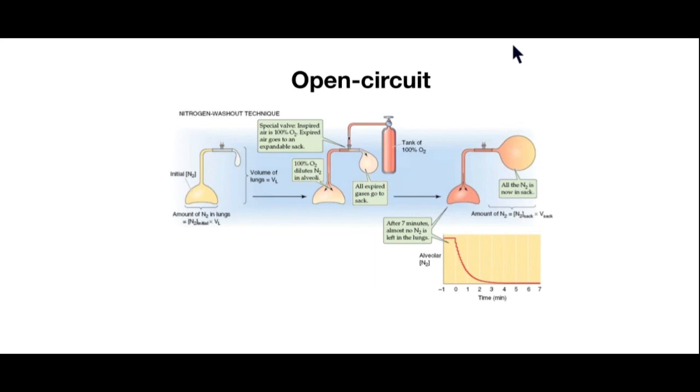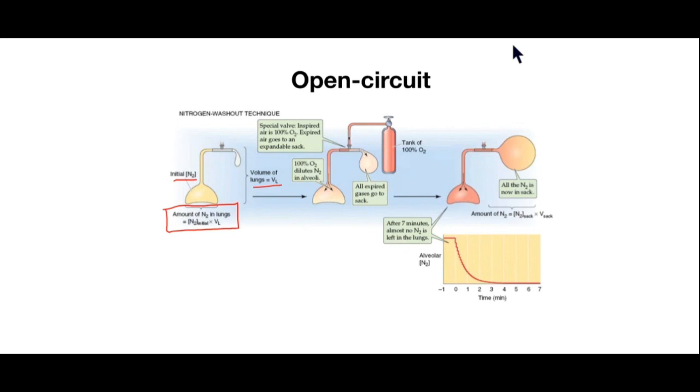So what happens here is you're still going to start with a normal volume of lungs, whatever lung volume you decide to have them stop breathing at, that's going to be that initial starting point. And you have an initial concentration of nitrogen. Okay? So you have the amount of nitrogen present in your lungs at the start.